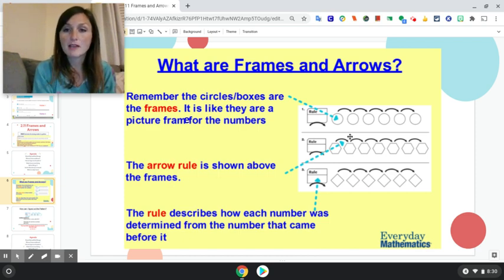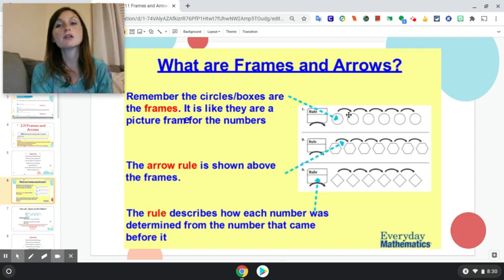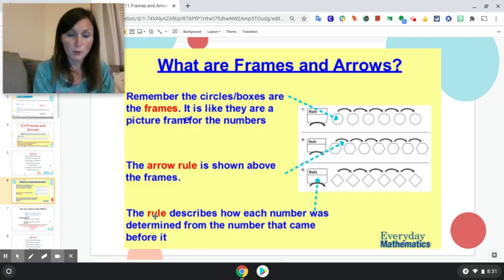The arrow rule that goes above, right, like right here, these arrows, okay, those are shown above the frame. That is helping me know I'm going from this number to this number, from this number to this number, okay, and I'm using the rule. That's why it's called an arrow rule, because we're looking here at this rule, okay. It describes how each number was determined from the number that came before it.